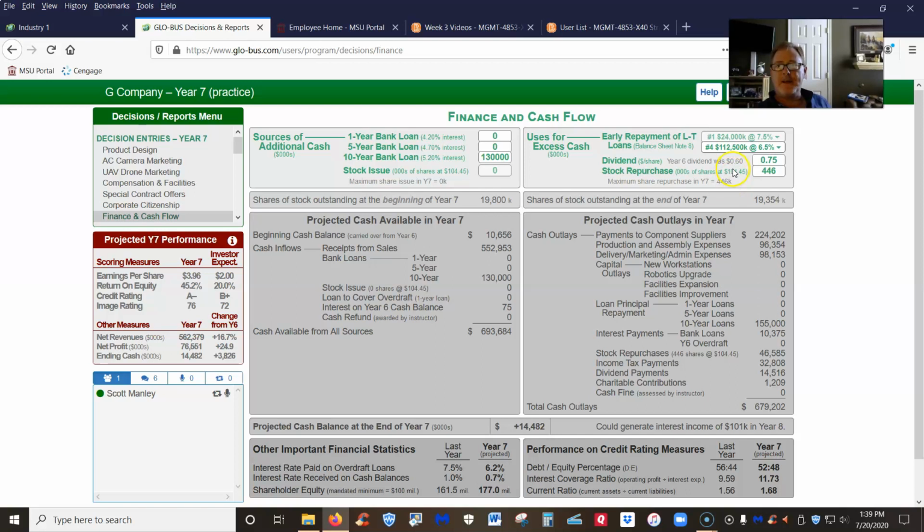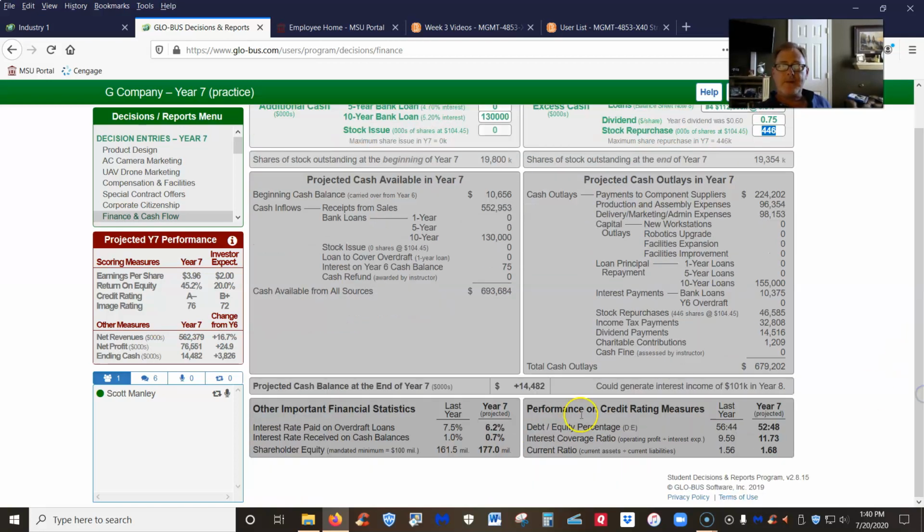Last year I paid a 60-cent dividend. This year I'm going to increase my dividend to 75 cents. I'm going to repurchase all of the stock that I possibly can. And I'm going to make sure that I have enough cash at the end of the year to cover my working capital needs.